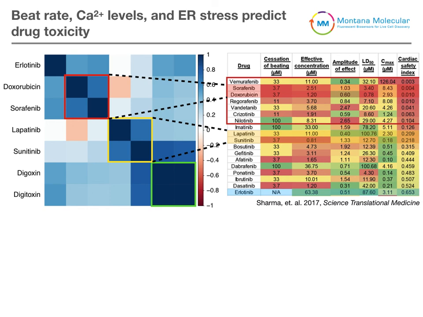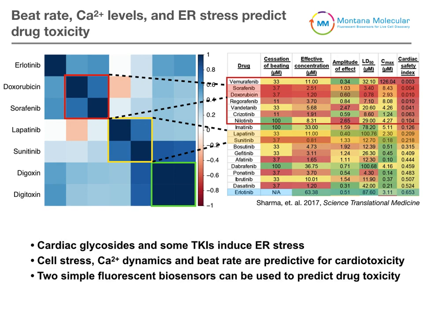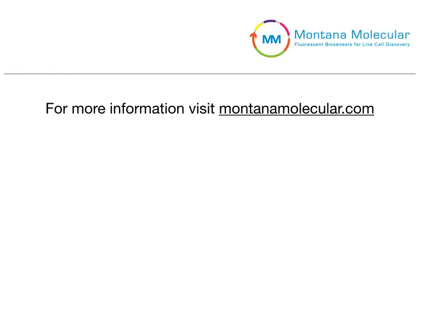If we compare this to a known cardiac safety index, comparing all of these different compounds together, it matches up quite nicely, where we see doxorubicin and sorafenib seem to be the most cardiotoxic compounds, followed by lapatinib and sunitinib. And what these data have shown is that we can use these different assays from Montana Molecular, in this case the ones for cell stress and calcium, to analyze cardiotoxic side effects in iPSC-derived cell types, in this case iPSC-derived cardiomyocytes. For more information on these assays, please visit montanamolecular.com.